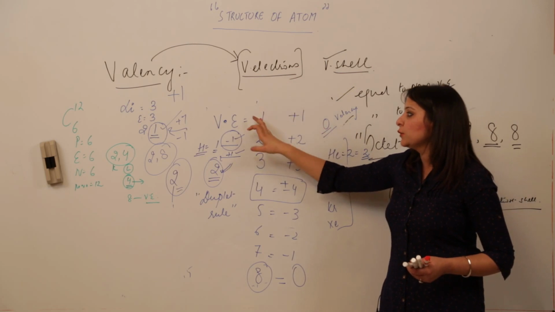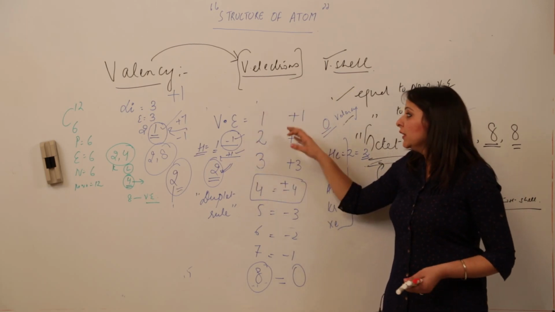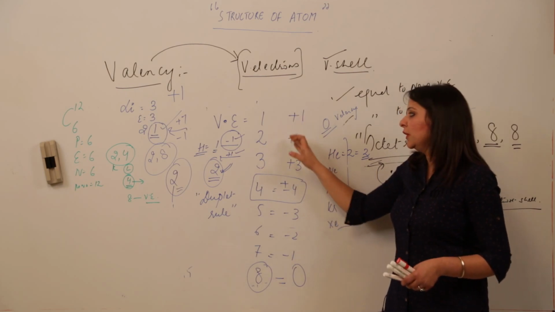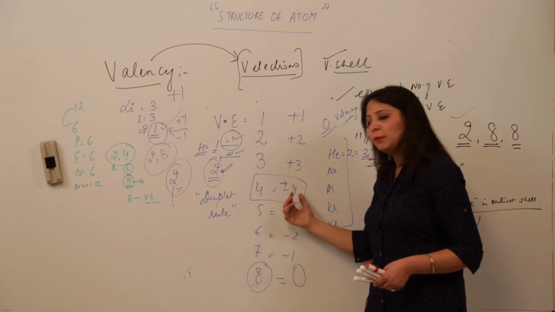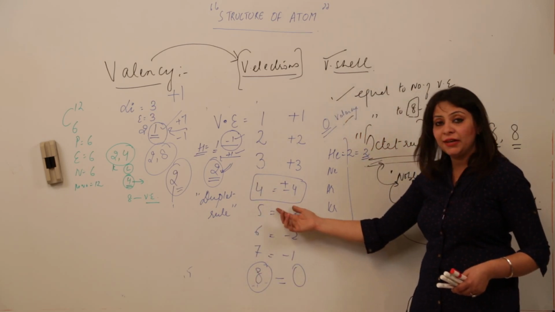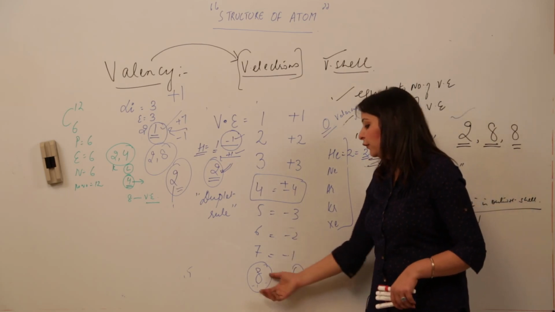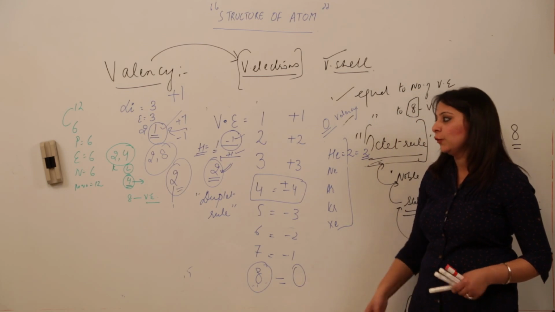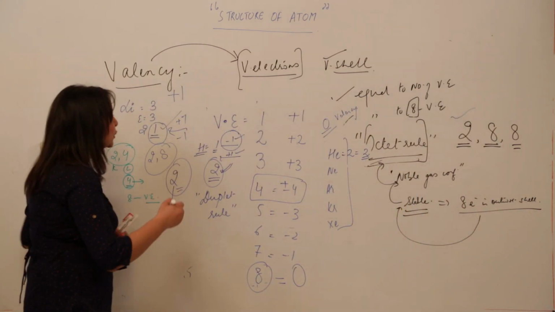So if the valence electron is 1, 2, 3, definitely they will lose the electron, and after losing, the positive charge will be more: +1, +2, +3. And if it is 4, 5, 6, 4 can be plus or minus, and from 5 onward it is 8 minus these, and the valency comes out negative because the negative charge is going to exceed. And for 8, noble gases, it is 0.